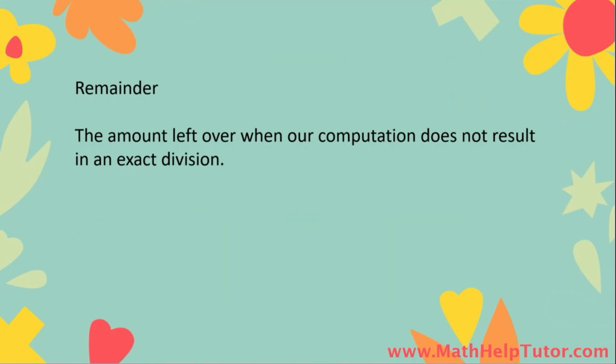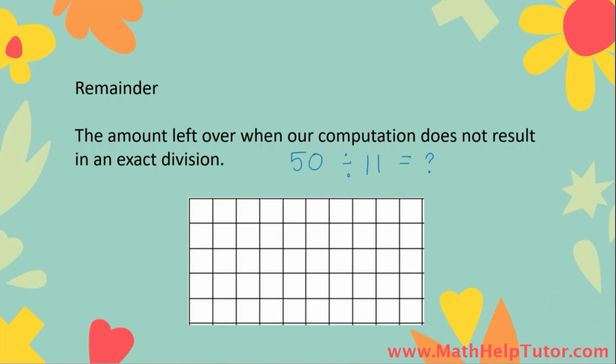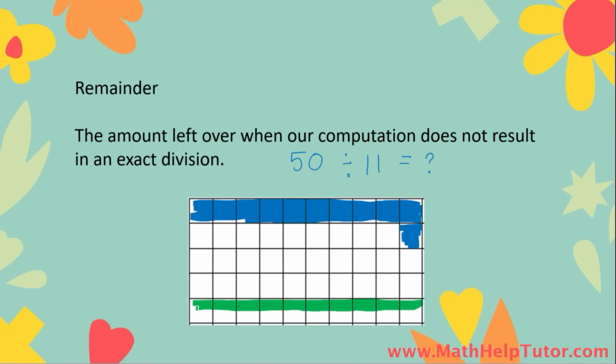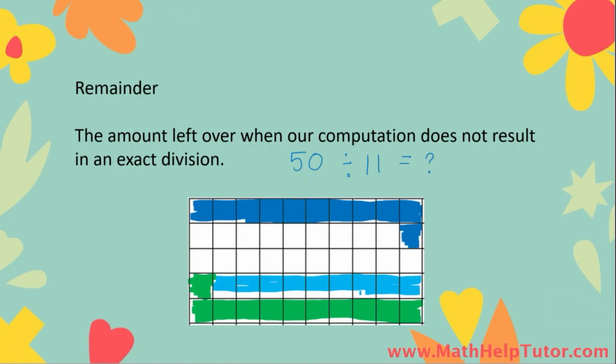Let's try another example so we can really understand what remainders are. Let's try 50 divided by 11. So what we have here is a rectangle with 50 blocks in it. So to visually solve this division problem, we are going to group the blocks wherein each group has 11 blocks in it, and we are going to be representing this with a different color for each group.